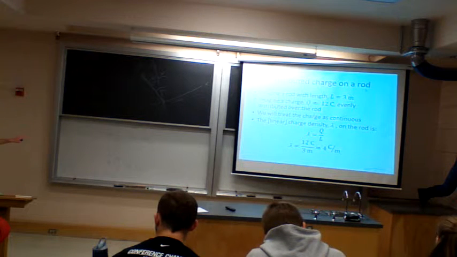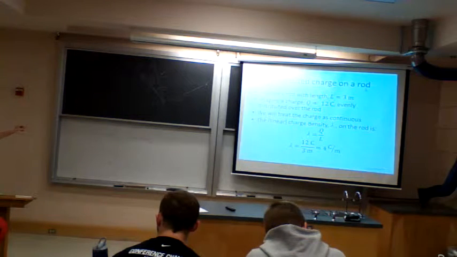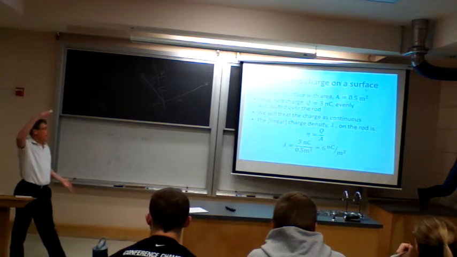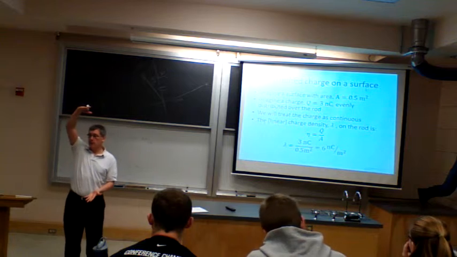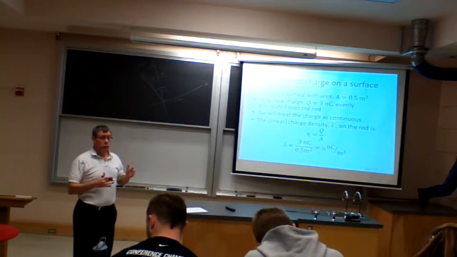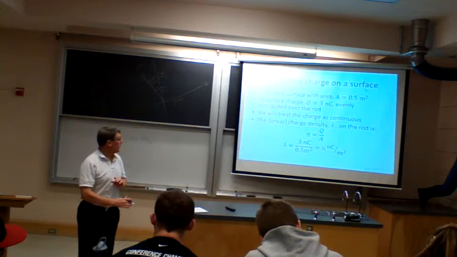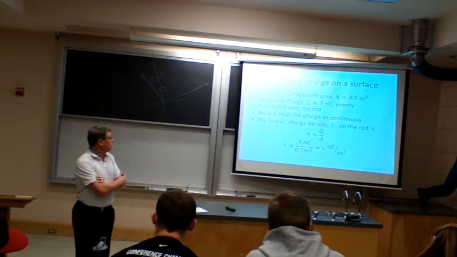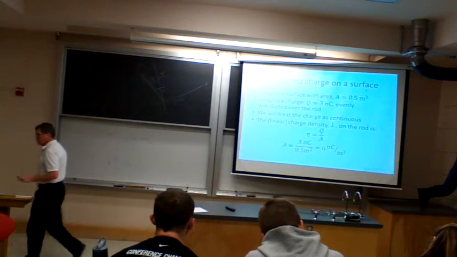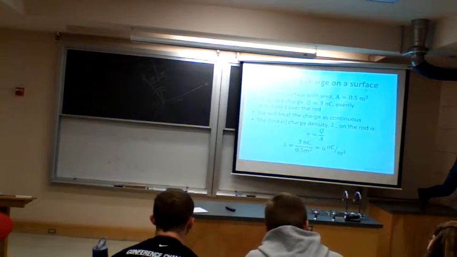The key point I want here is the charge density, as we break this into smaller and smaller pieces, does not change as we break it up, if it's been evenly distributed. We can have a similar thing with a surface. We can have a half a meter of a plate. If we have 3 nanocoulombs of charge evenly distributed on that plate, we can now talk about that's not a linear charge density, that's an area charge density. So scratch that out.